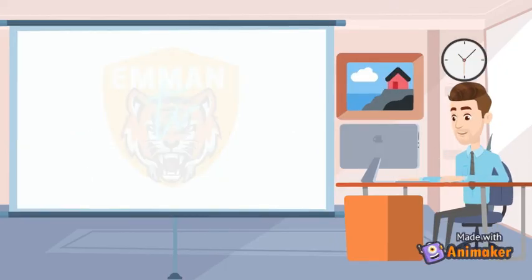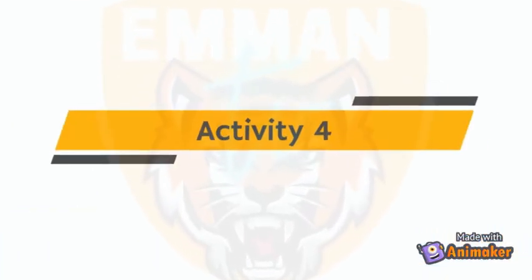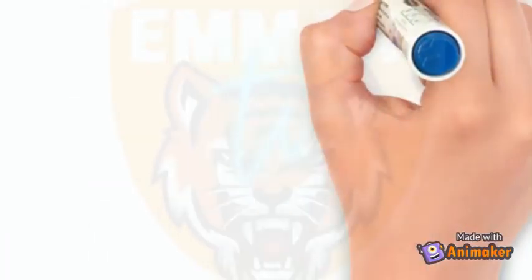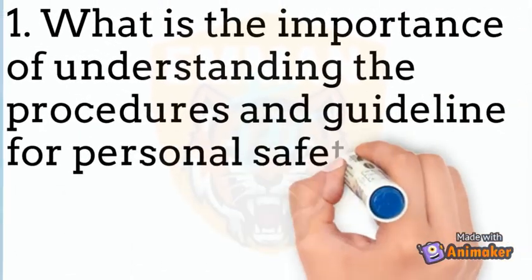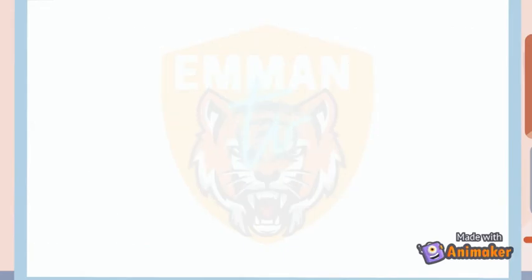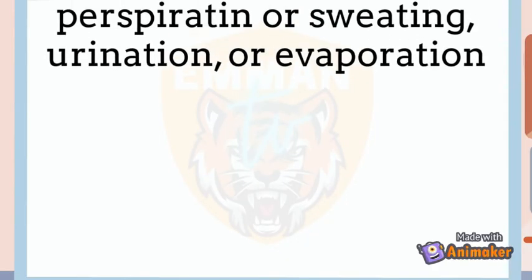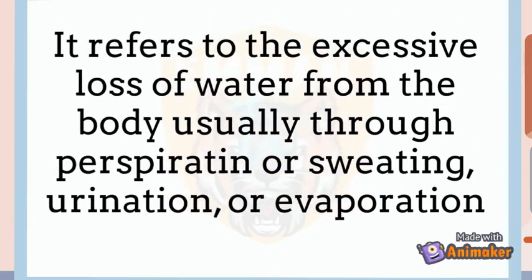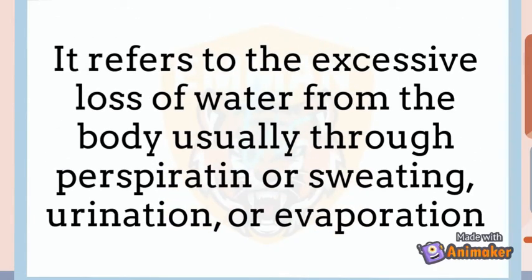Before we end our lesson, let us have an activity. With your activity log, answer the following questions. 1. What is the importance of understanding the procedures and guidelines for personal safety during moderate to vigorous activities? 2. It refers to excessive loss of water from the body, usually through perspiration or sweating, urination, or evaporation.